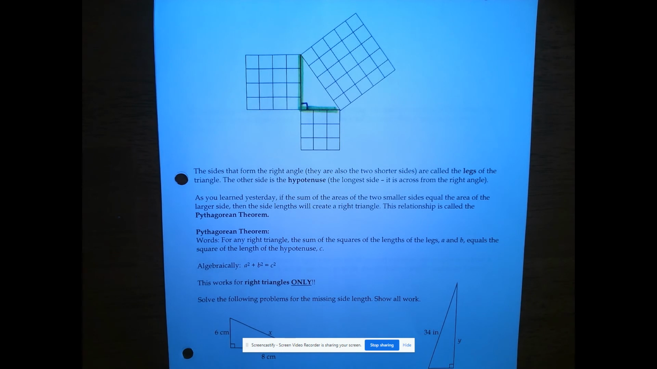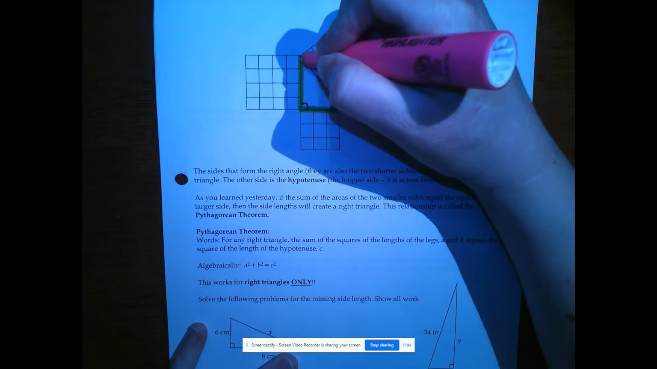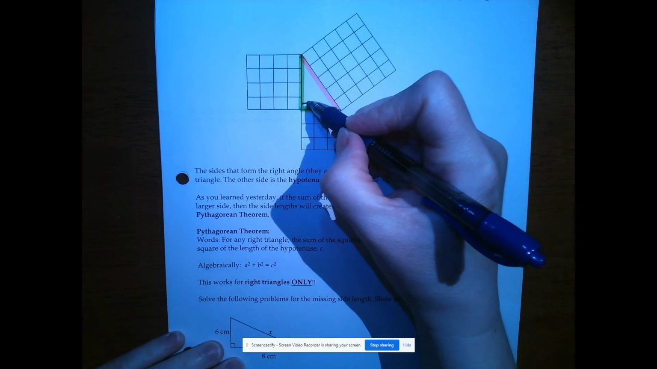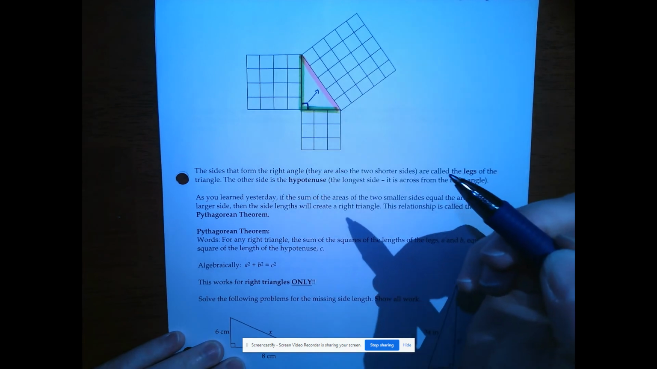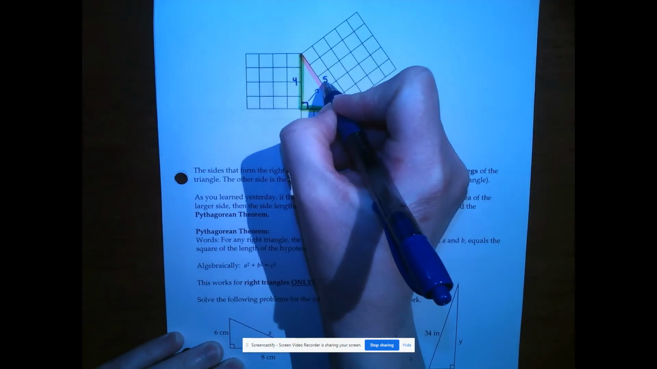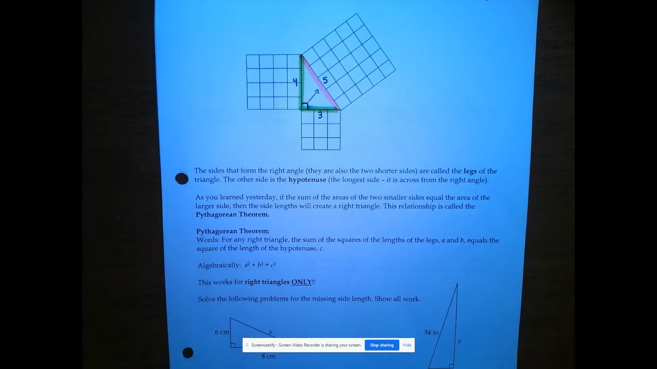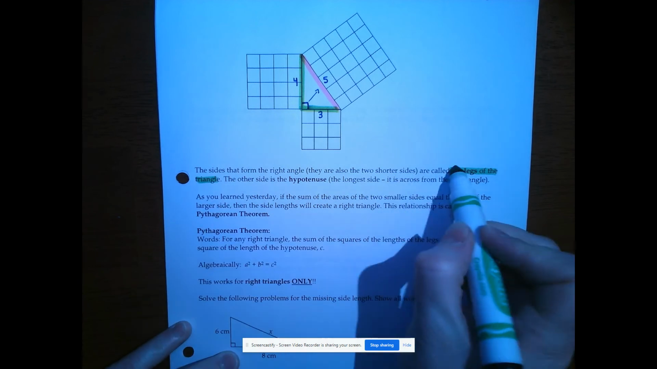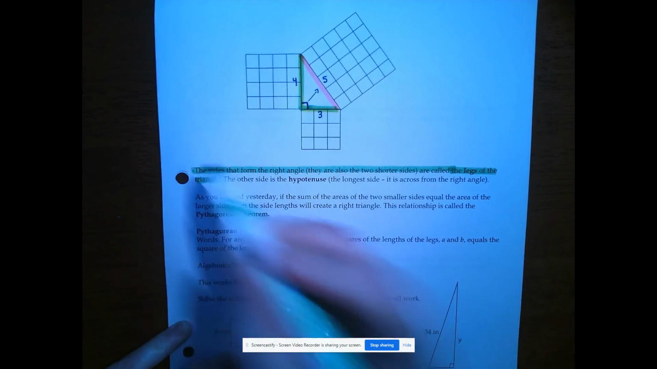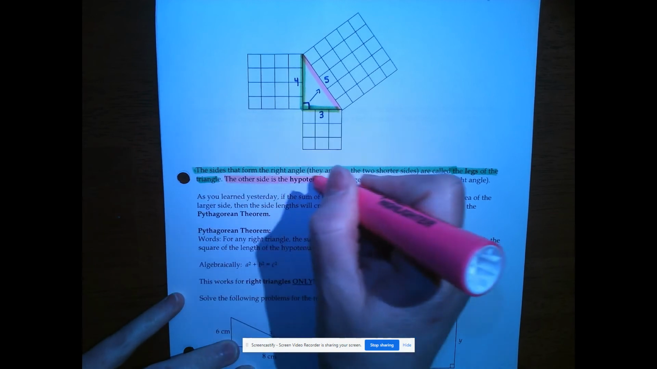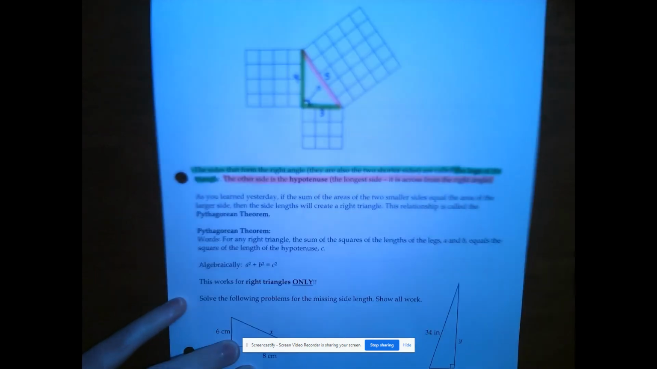The other side is the hypotenuse, the longest side, and it is across from the right angle. So here is your hypotenuse. A lot of times people will say that the right angle points to the hypotenuse. In our case, this side length is 3, this side length is 4, and this side length is 5. So we've got the legs of the triangle, your two shorter sides, or the sides that form the right angle. And the other side is the hypotenuse, the longest side.